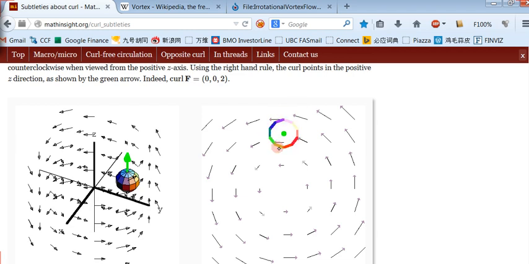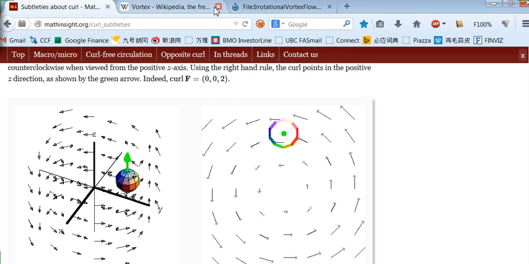So this rotation is described by which quantity? That's the curl. The curl F gives you this rotation. Does that make sense?